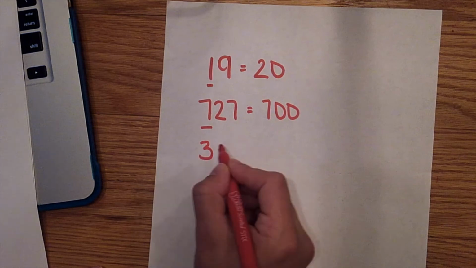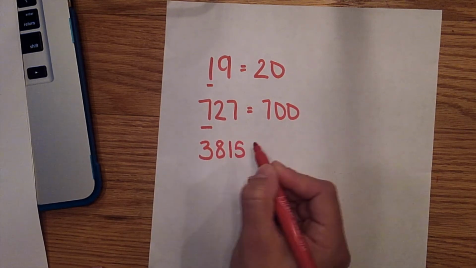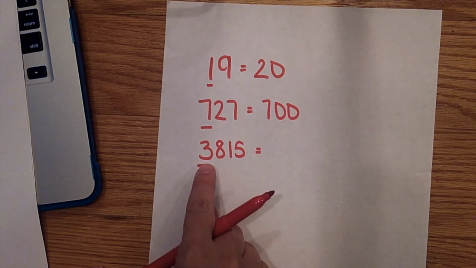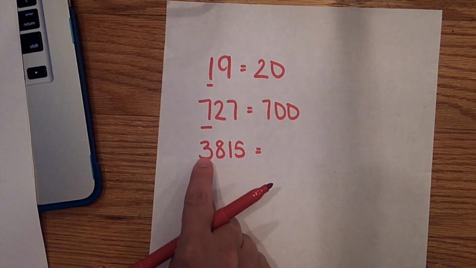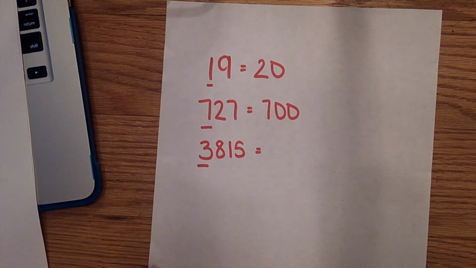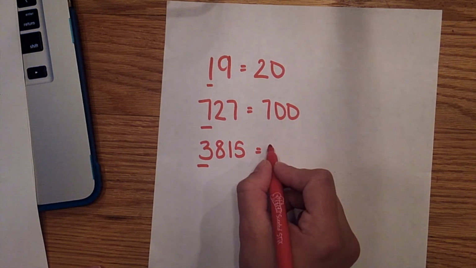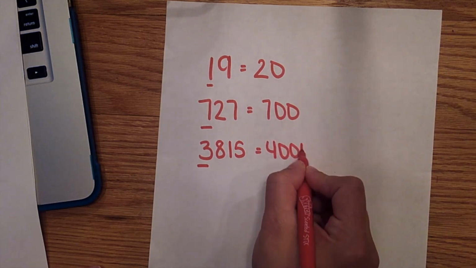And you can round 3,815 to the nearest 1,000. That's my 3. 3,815 is between 3,000 and 4,000, with 3,500 being the halfway mark. So this is going to round to 4,000.